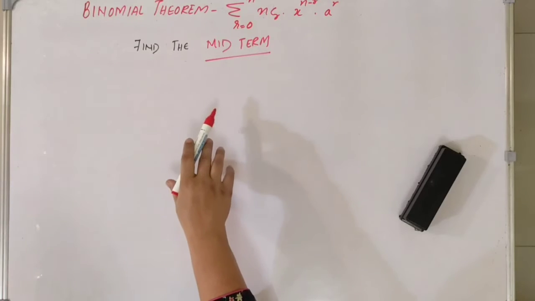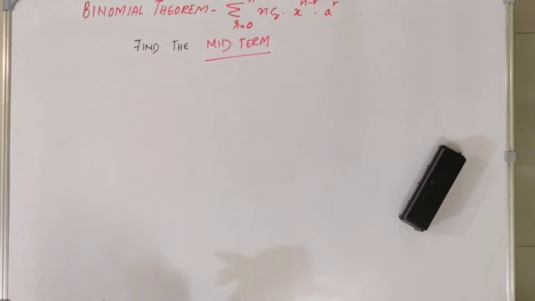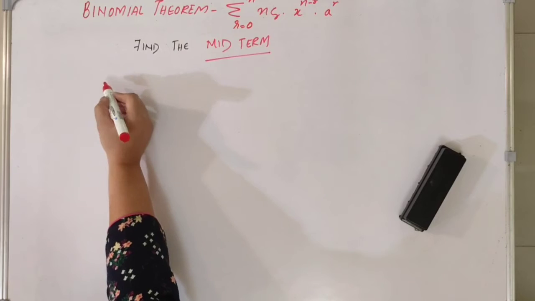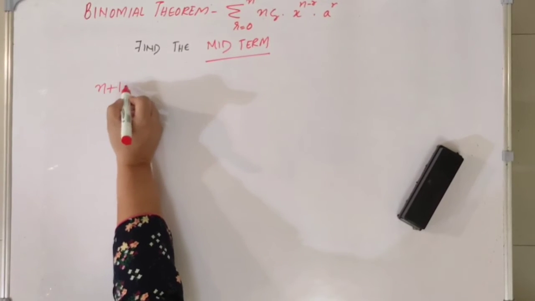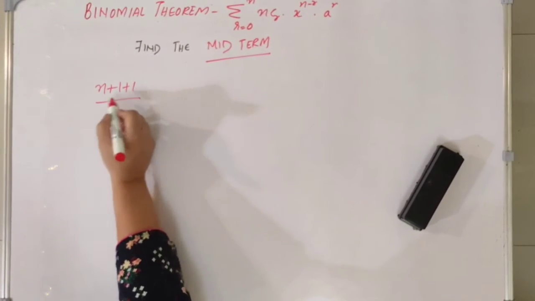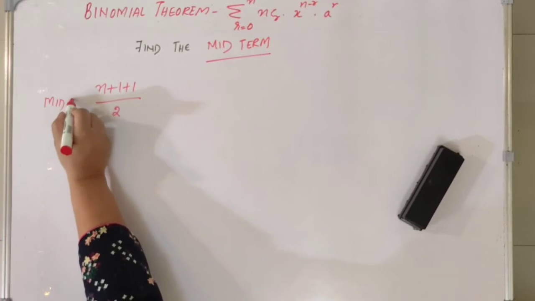Let's find the middle term in a binomial expansion. How do you find the middle term? The formula is (n + 1 + 1) / 2. So this is the middle term.